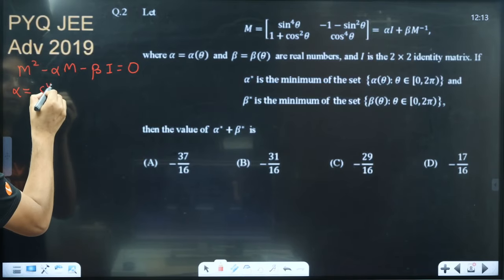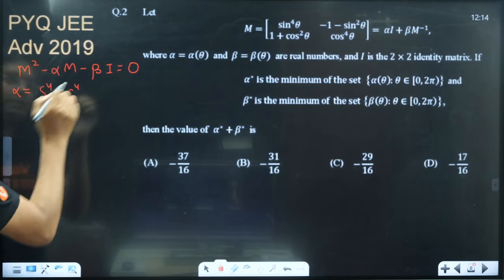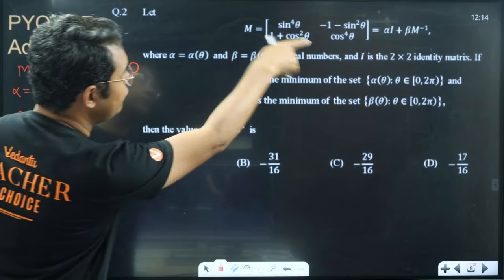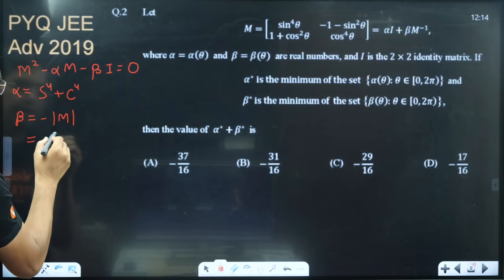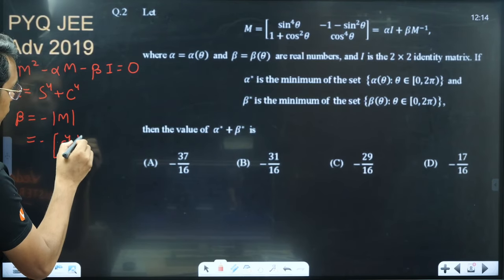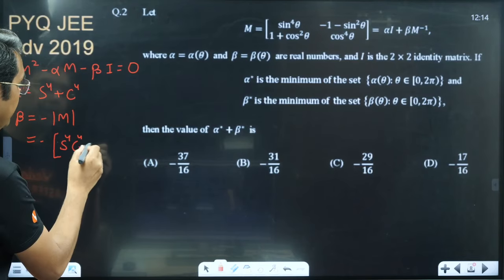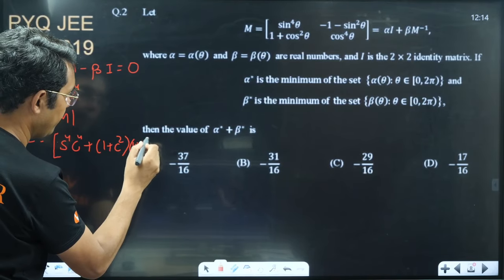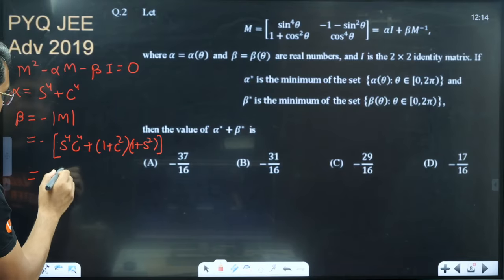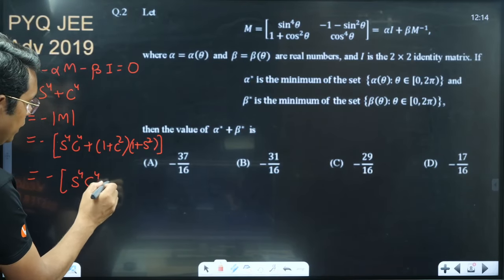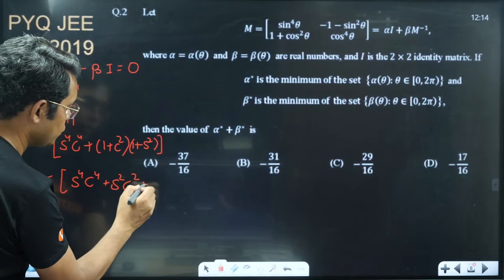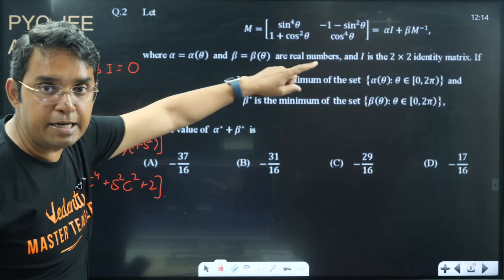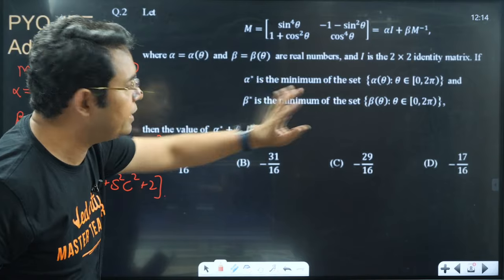That means it will be sine power 4 plus cos power 4. Similarly beta, which is actually minus of determinant of m. So if you open it, you get minus sine power 4 cos power 4, and you multiply these two, and then minus minus plus 1 plus cos square 1 plus sine square, and this will become equal to sine power 4 cos power 4 plus sine square cos square plus 2. Okay, now they are asking the minimum value of alpha in the set 0 to 2 pi and minimum value of beta in the set 0 to 2 pi.